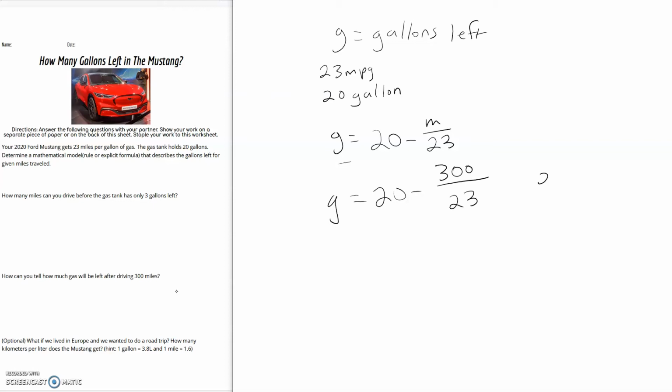Let's divide 300 by 23. So 23 goes into 30 one time. Left over was 7. Let's bring down the 0. And 23 goes into 70, let's see, probably 3 times. So let's see here, 9, 6, 69. Yep, that's as close as we're going to get. So subtract, we're left with 1.